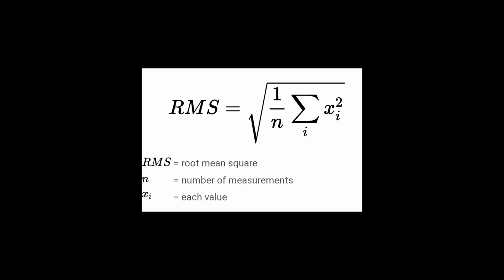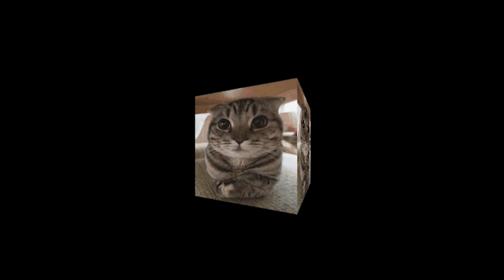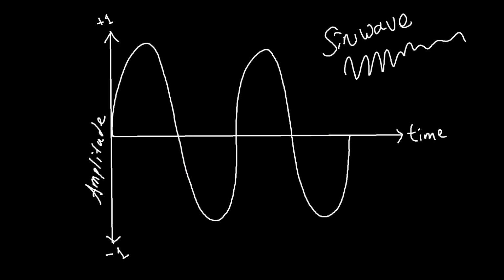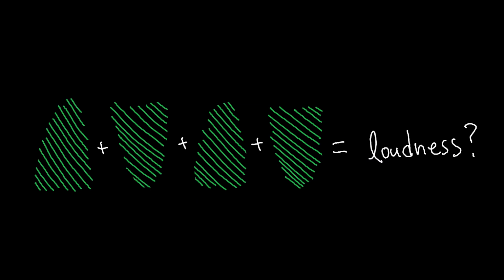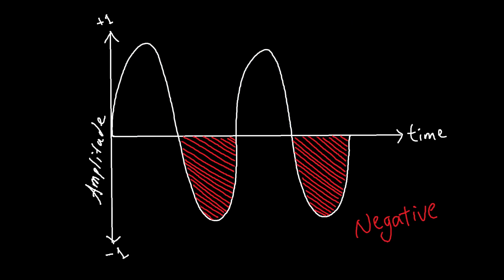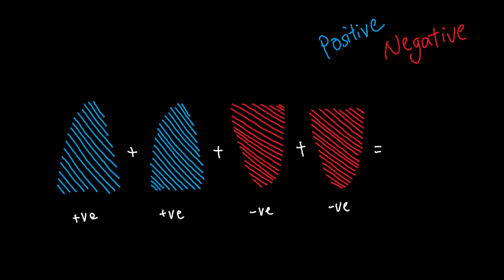Let's talk about RMS, the process I mentioned earlier, where you square, average, then root a waveform. Let me explain why it is done. Let's say we want to measure the loudness of this very boring sine wave. Bozos may try to add up the area between the waveform and the time axis. But that does not work, because this part of the area is positive, but this part of the area is negative. So if you add them up, the areas will cancel out each other, and that would effectively mean that this graph has zero volume, which is not true.